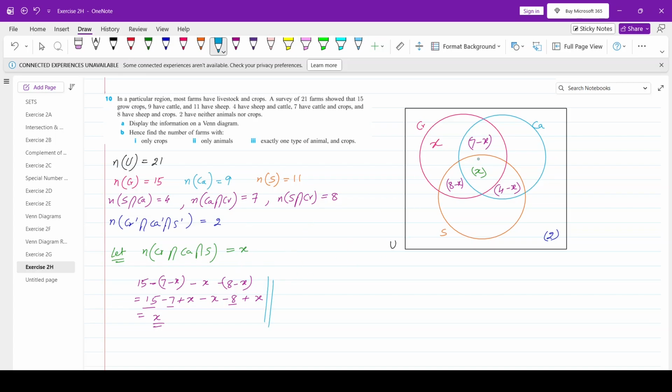Now, the number of elements over here will be 9 minus 7 minus X minus X minus 4 minus X. So this is going to be 9 minus 7 plus X minus X minus 4 plus X. This X will cancel out. 9 minus 7, that is 2. 2 minus 4, that is going to be minus 2. So X minus 2. So this number over here will be X minus 2.